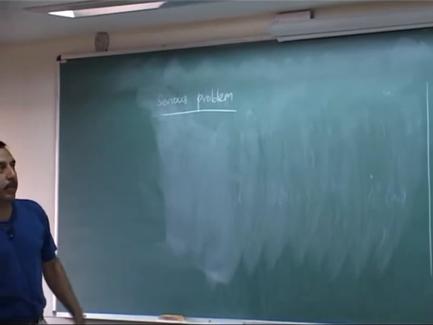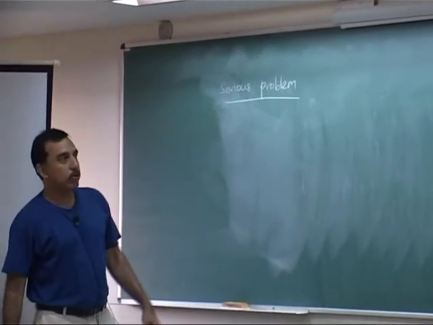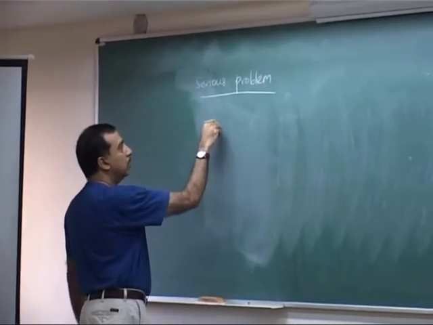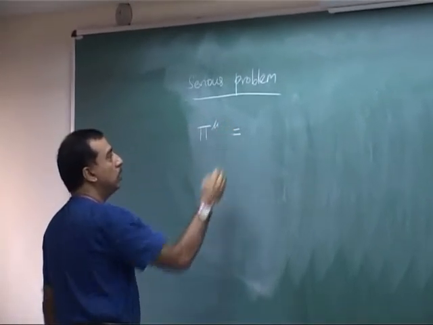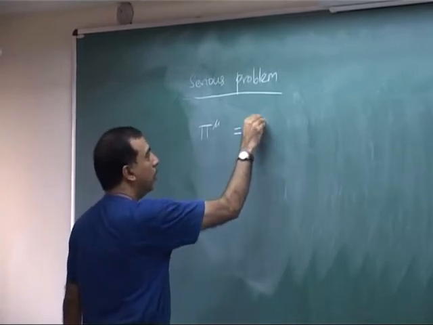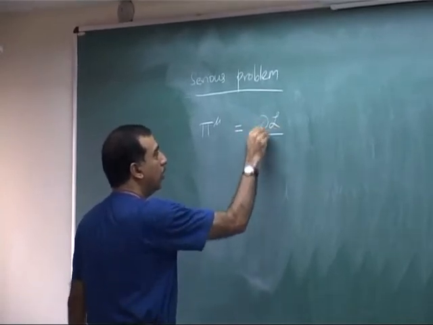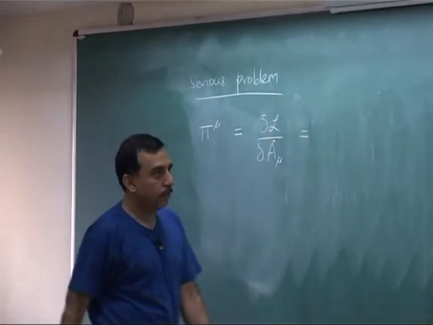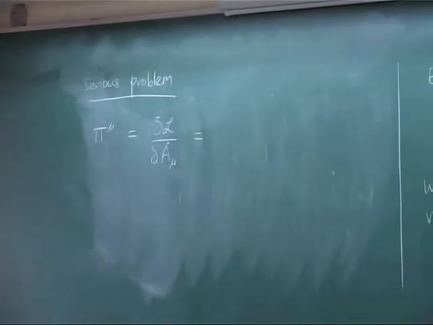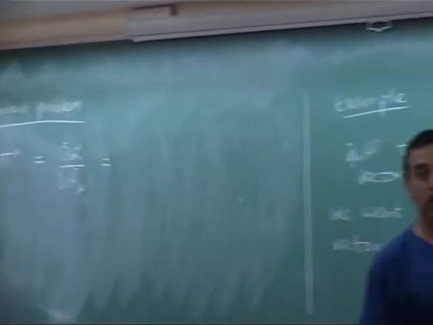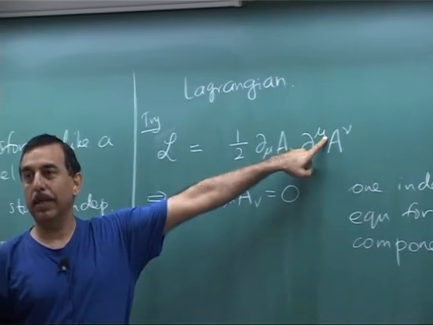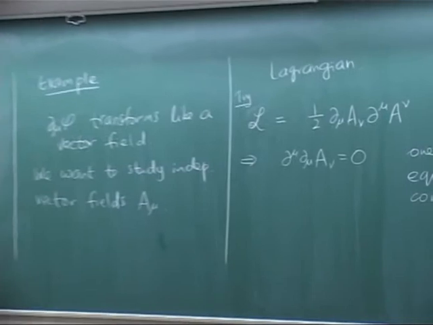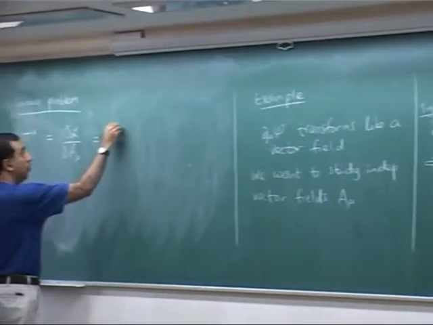So let's calculate the canonical momentum conjugate to the field A mu. We'll call it pi mu, and this will be delta L by delta A mu dot. By now you know how to do this. So A dot occurs when this is del 0, so we pull out del 0 again, and the factor of 2 comes because it comes in two ways. So it's just A dot.